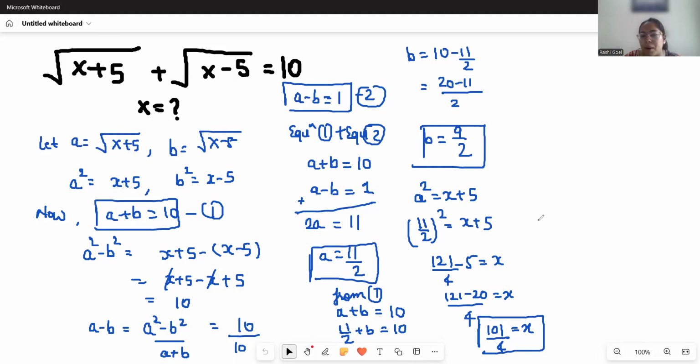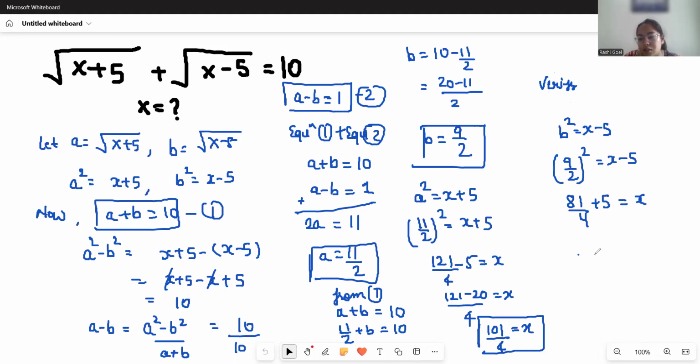Now let's verify by putting the value in b also. So b² = x−5. b is 9/2, squared, equals x−5. It's 81/4 plus 5 equals x. So 81 plus 20, so it's 101/4. So in both the cases, the value of x is 101/4. That means it's verified.